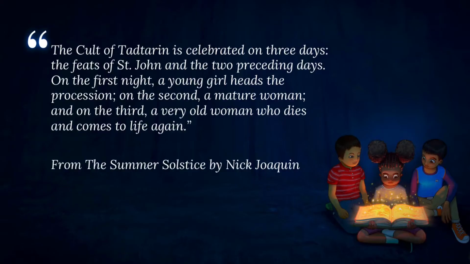Let me read the passage for everybody. The cult of Tadtarin is celebrated on 3 days, the feast of St. John and the 2 preceding days. On the first night, a young girl heads the procession. On the second, a mature woman, and on the third, a very old woman who dies and comes to life again. That passage from Summer Solstice by Nick Joaquin reveals the theme of the story. Of course, among the many other incidences or events in the story, it leads us to a clue as to what the story is all about.